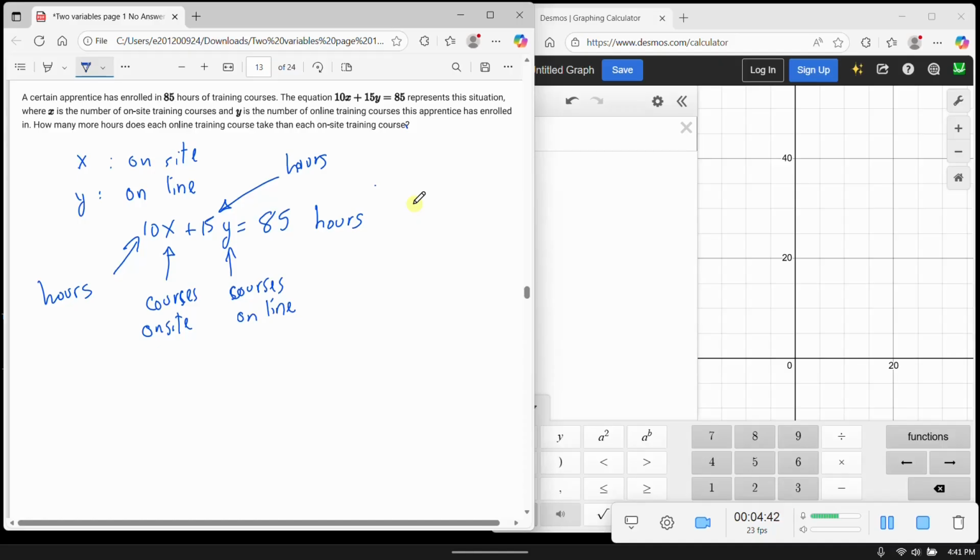So for this question, no need to calculate, no need to graph or anything. All you have to do is analyze the question, and think about which are the coefficients and the variables in the equation. They want how many more y than x, so you're going to do 15 minus 10 equals 5. So that's 5 more hours that she took online than on-site.